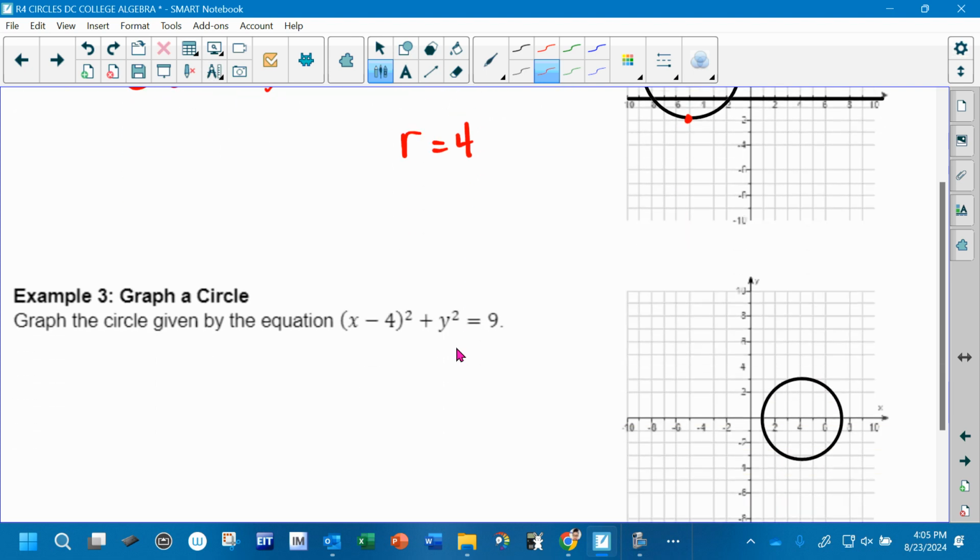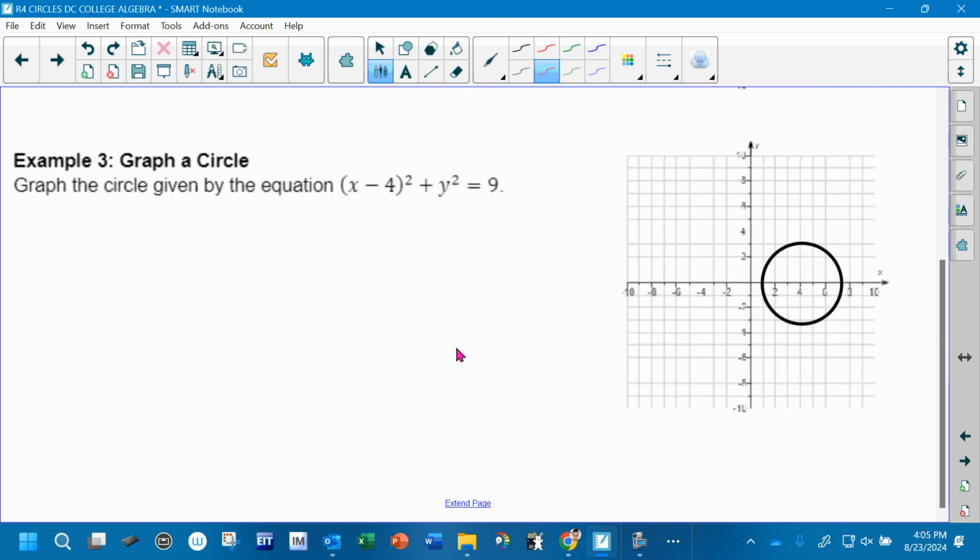All right. The next problem, and if I go too fast, obviously you can push pause and stop so you have time to write. So graph this one. Now I need the center. The opposite of -4 is 4. There is no number here, so it is 0. This number is your r squared. So if r squared is 9, then r is 3. So my center is (4, 0) and my radius is 3.